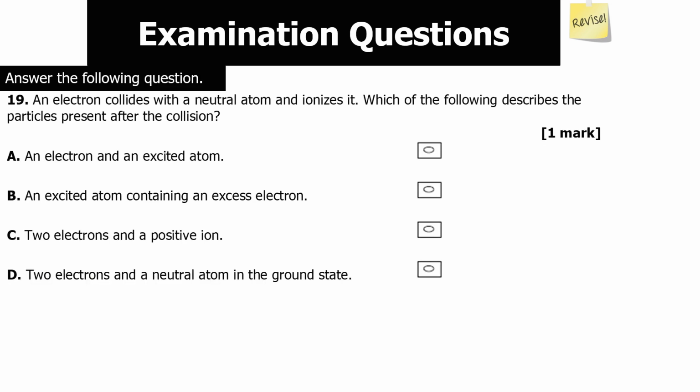The next question says, an electron collides with a neutral atom and ionizes it. Which of the following describes the particles present after the collision? Pause the video now, then unpause the video when you want to go through your answer.